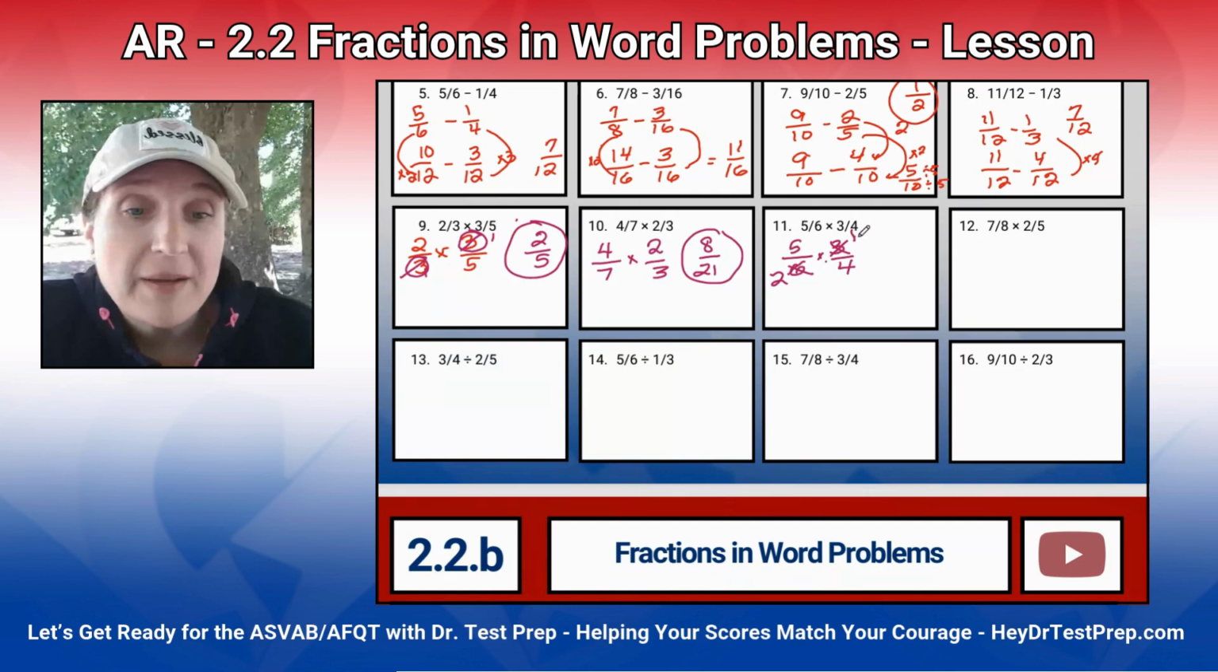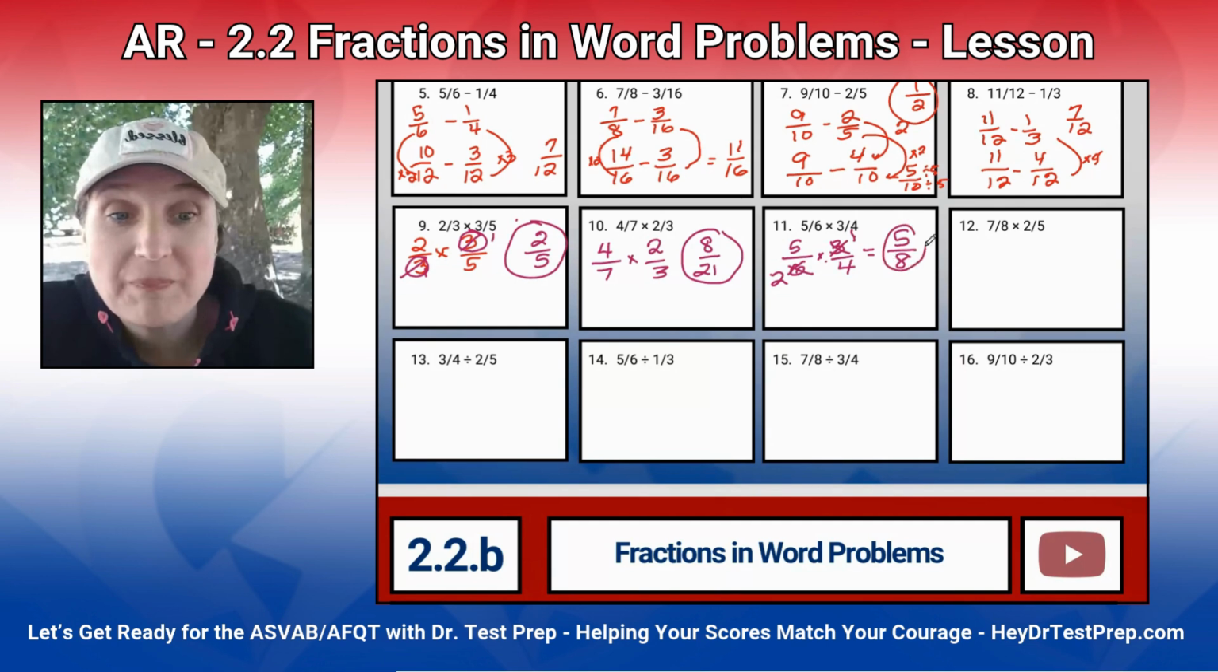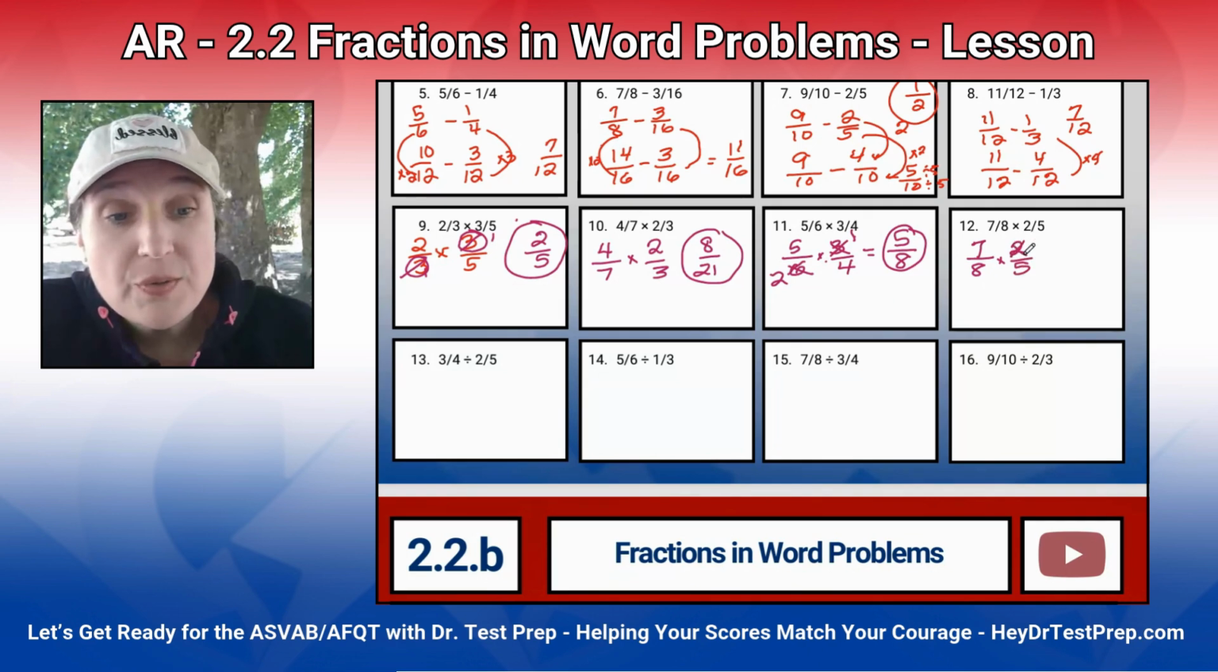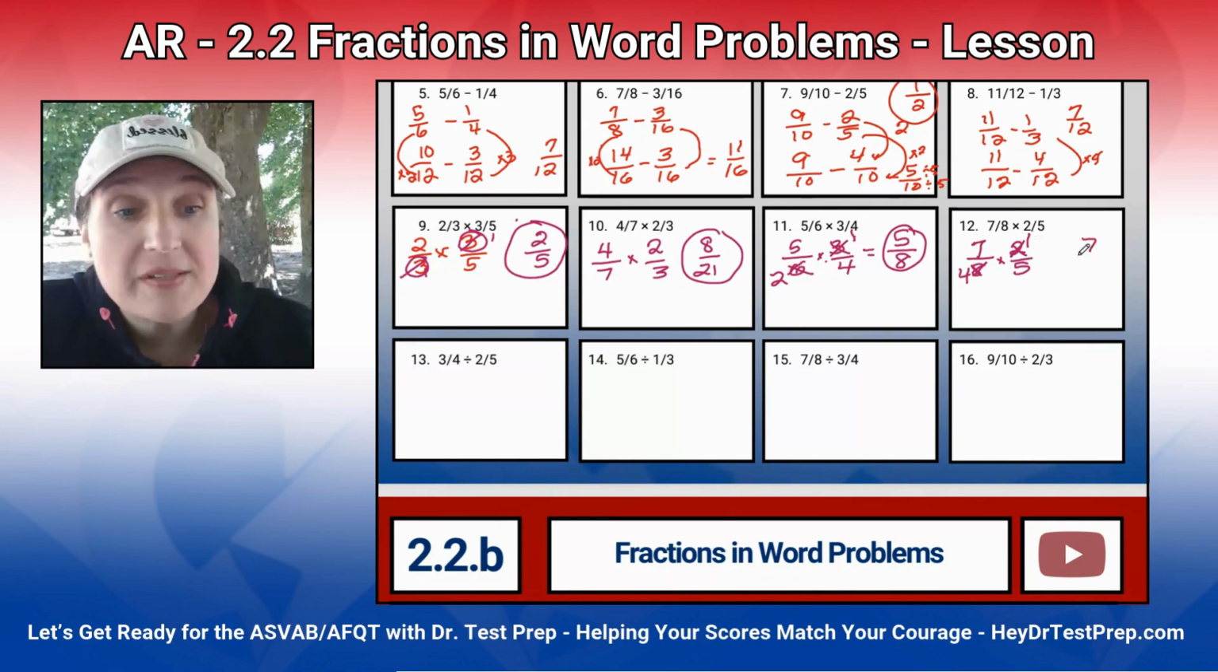So we've got 5 times 1 is 5, 2 times 4 is 8. Here we've got 7/8 times 2/5. The 2 can go into 8 4 times. Nothing else can be reduced. 7 times 1 is 7. 4 times 5 is 20.